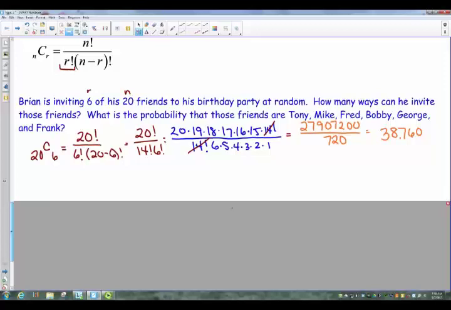Now the question asks, what's the probability that those friends are Tony, Mike, Fred, Bobby, George, and Frank? So I need to know those exact 6. Well, there's only one way to choose those 6 people out of the 38,760 that he has to choose from. And so there's your probability.